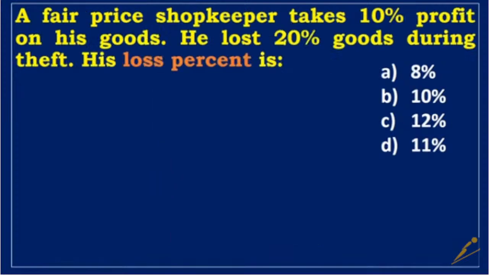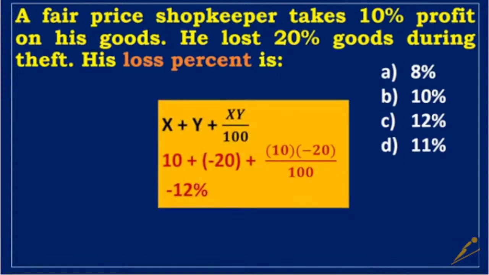Second example. A fair price shopkeeper takes 10% profit on his goods. He lost 20% of goods during the theft. His loss percent is? To solve this problem, we must first understand that the shopkeeper made a profit of 10%, which is plus 10%. During the theft, the shopkeeper lost 20%, which means minus 20%.